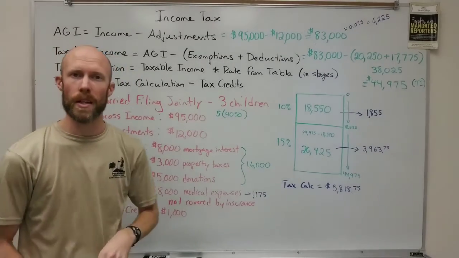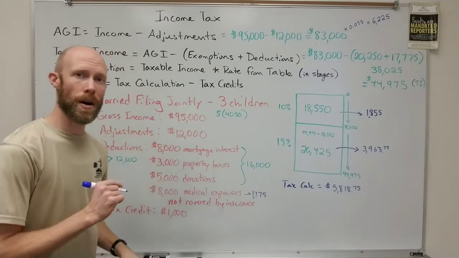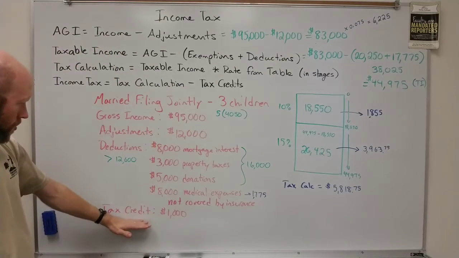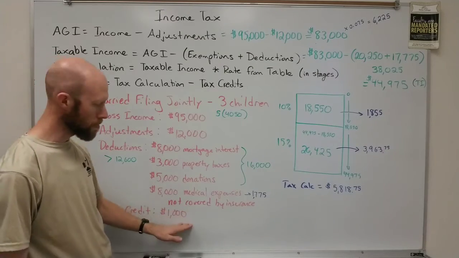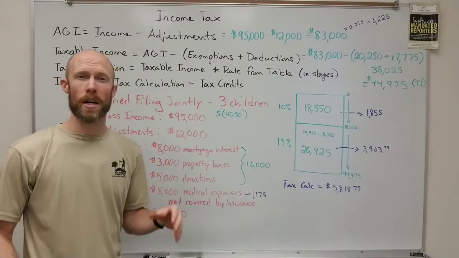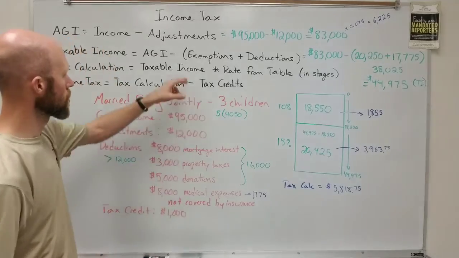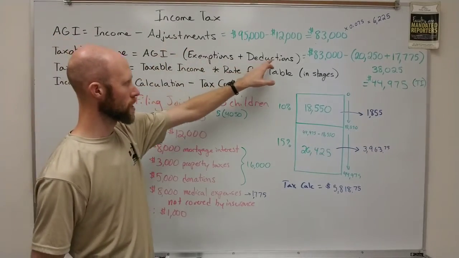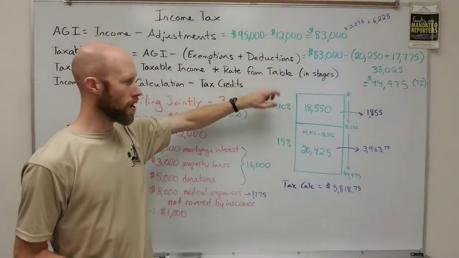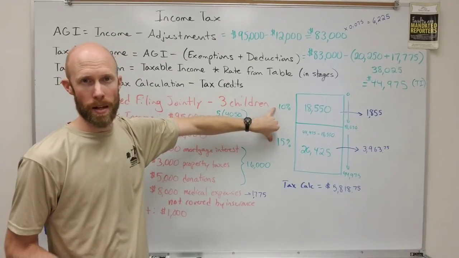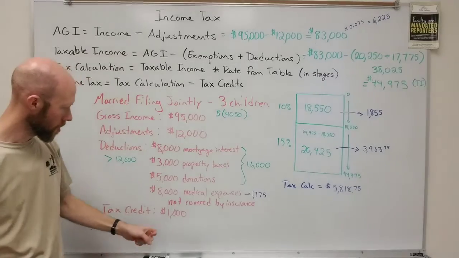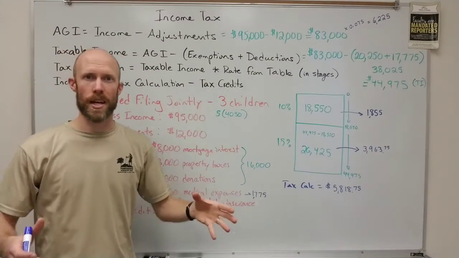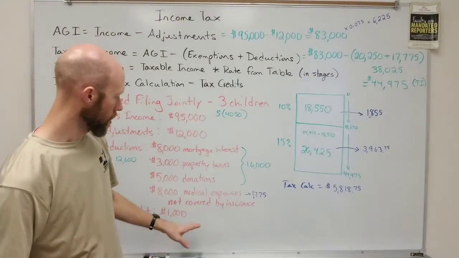All right, now a lot of times we'd be done at this point. However, in this case, this couple has a tax credit of another $1,000. What's great about tax credits is they come off in their entirety, whereas adjustments, exemptions, and deductions only come off by the percentages that are applied. So not all of that money is taken off. Whereas here, this $1,000 is just taken off in a chunk at the end.